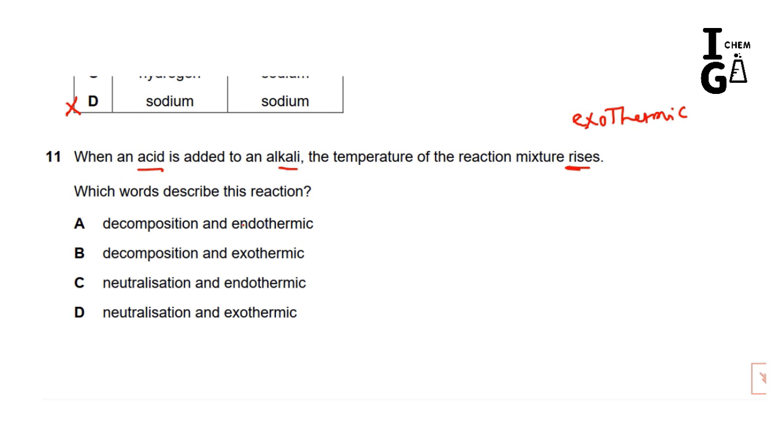So decomposition, of course this is wrong. This is not decomposition. Neutralization is okay, C or D. Endothermic or exothermic, because temperature rises. So I think it's easy. This question is easy, so actually it's D. Acid and alkali, so neutralization. Temperature rises, so exothermic.